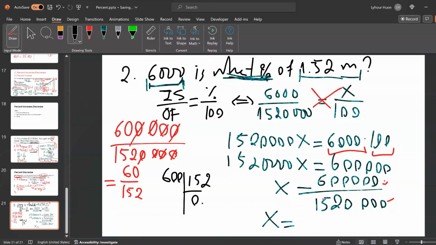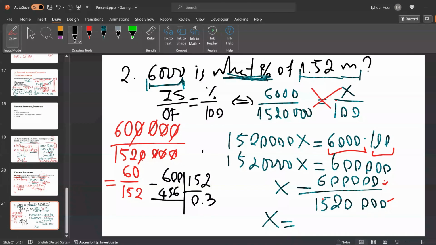Now, how many times does 152 go into 600? I don't know. I think that should be 3. Because 3 times 2 is 6, 3 times 5 is 15. Yeah, it's three. 3, 3, 3, and then 4.